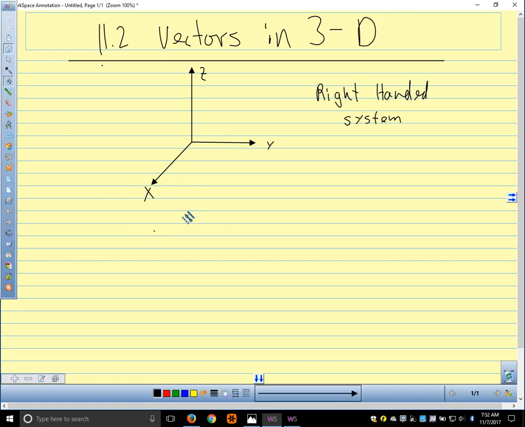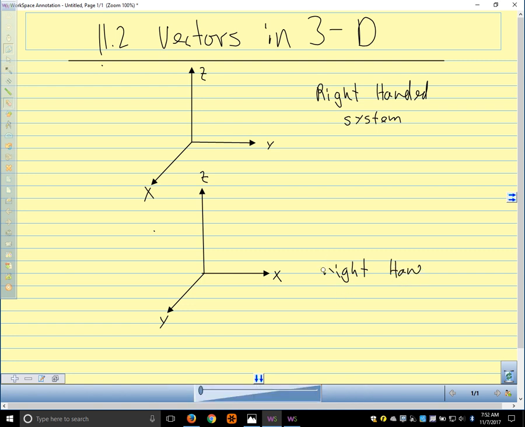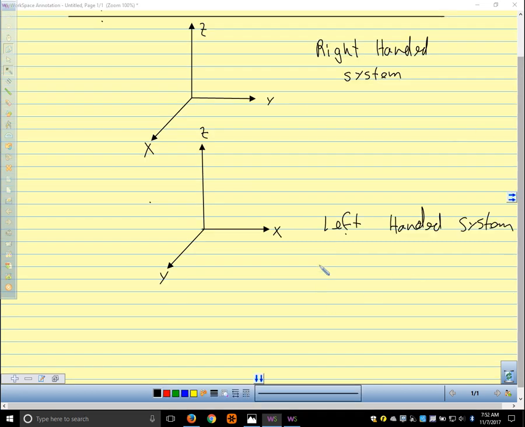Let's focus, folks. A left-handed coordinate system would look like this. It would look the same, but we would say this is the x-axis, and that's the y-axis, and that's the z-axis. Which one are we going to be using more? We will only use a right-handed system. We're all right-handed. So we are only going to use a right-handed system in this class.